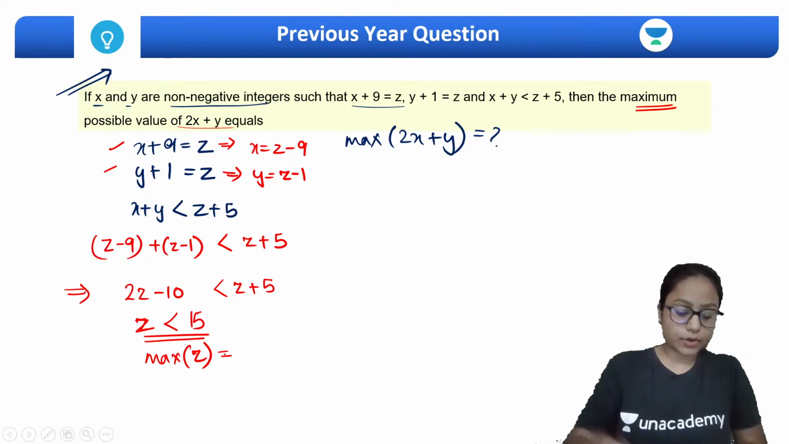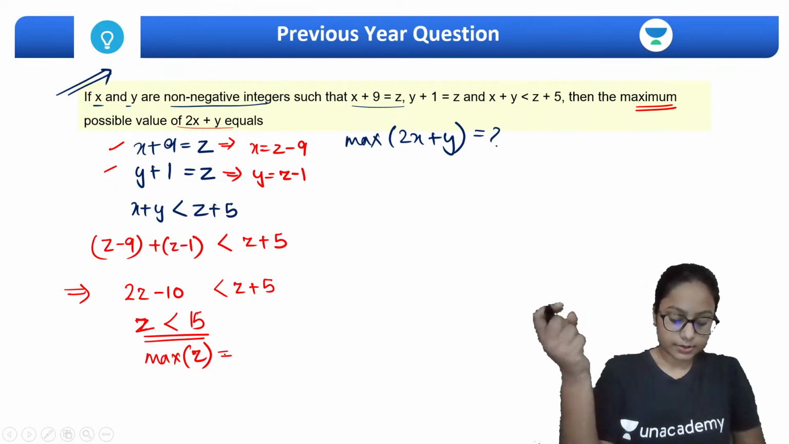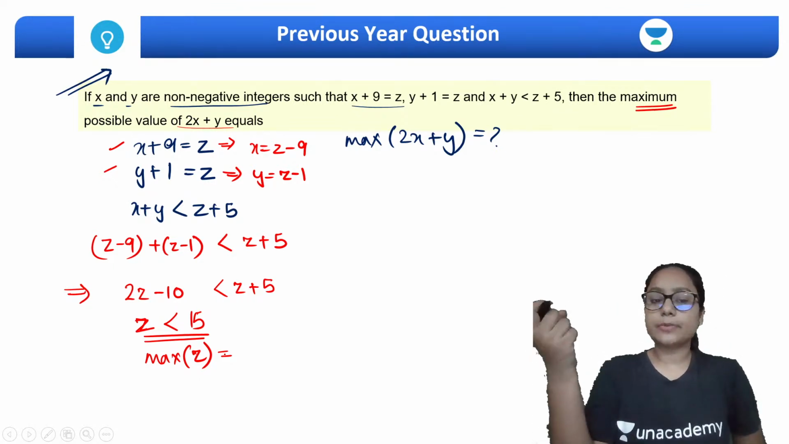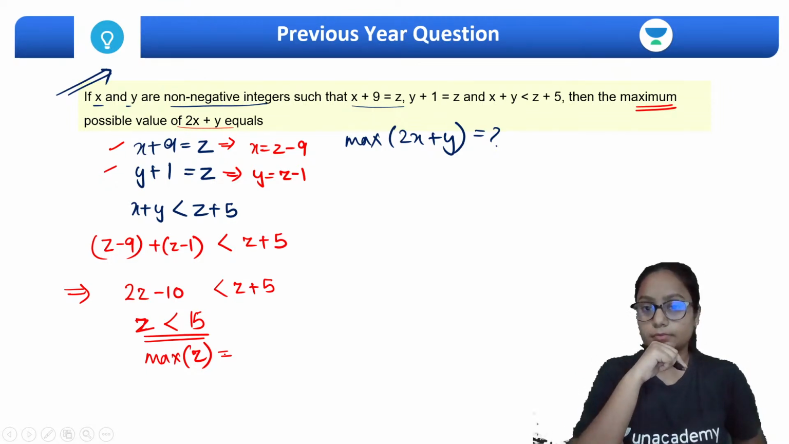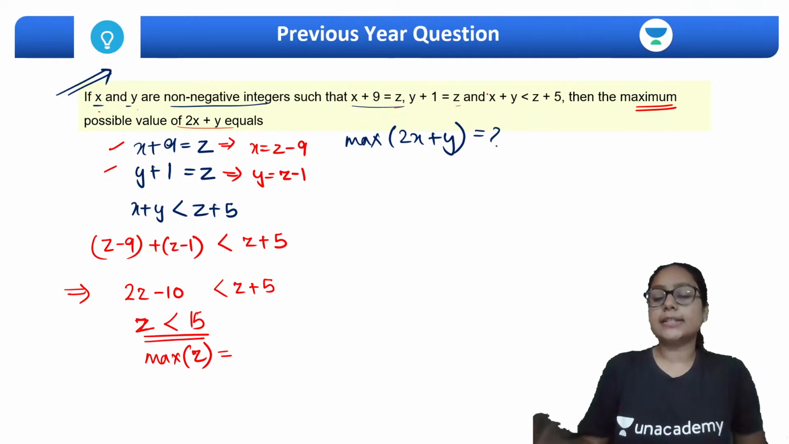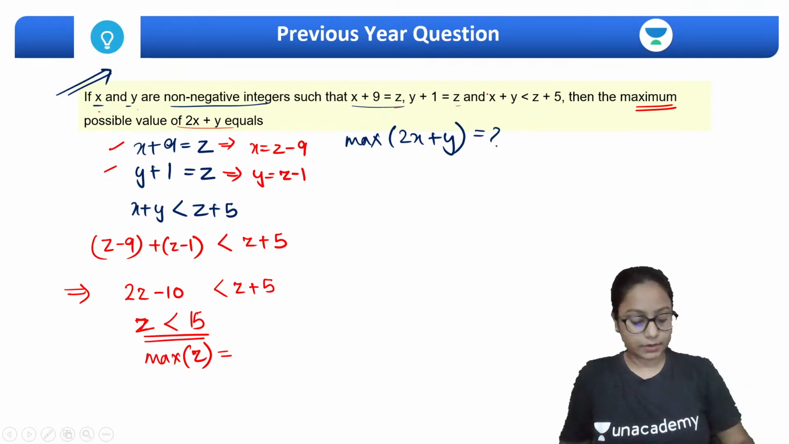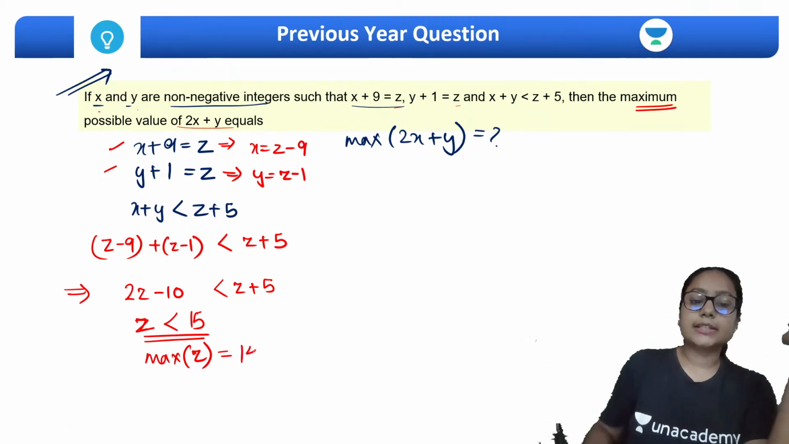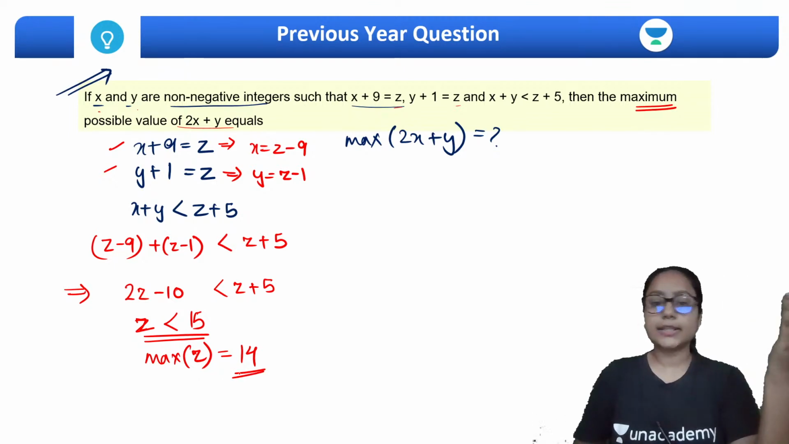Okay, Kashish, you're getting 27. Fine. Think about it and answer. What is the maximum value z can have? It will be an integer, because x and y are integers, so obviously z is an integer. 14. Correct, Aman. The maximum value that z can take is 14.